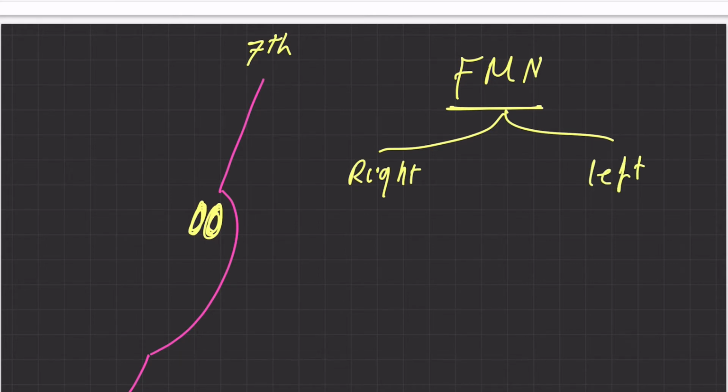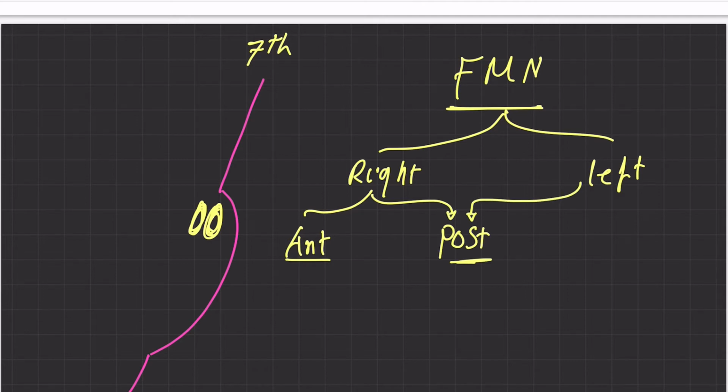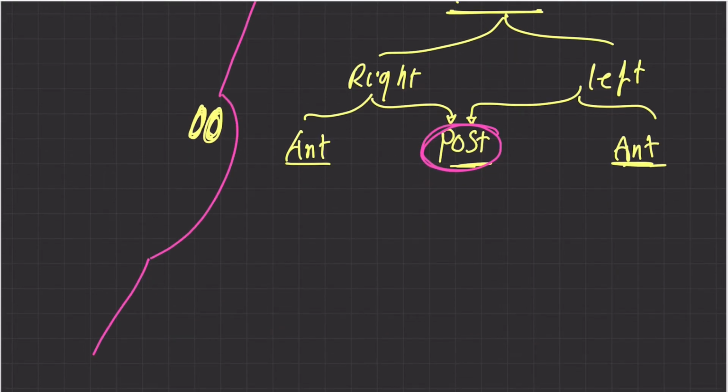Okay, and both of them are divided into anterior division and posterior division. So on the right side you're having anterior and posterior, and on the left side as well you're having posterior and anterior. The way I draw it is very important and will be relevant in a second. So the posterior division of the facial motor nucleus gives impulses to the temporal branch of the facial nerve, which is the first of the five facial nerve branches.